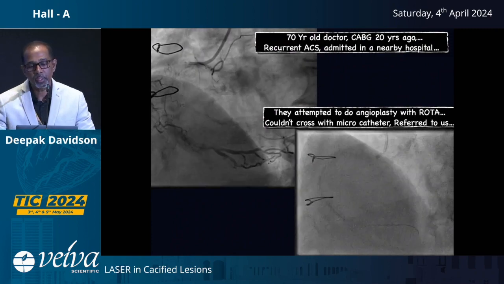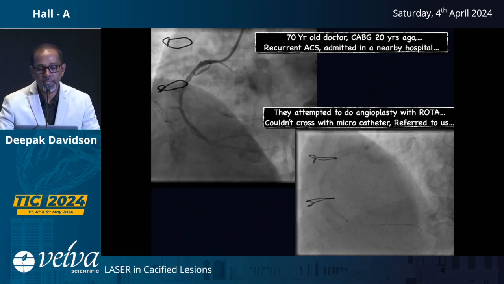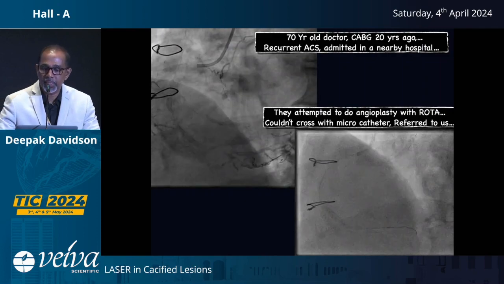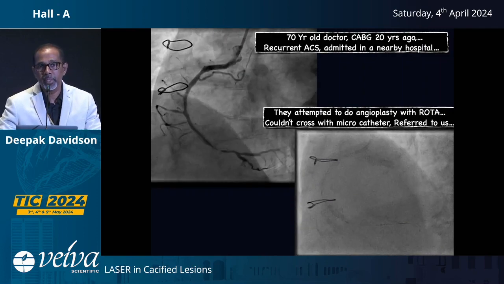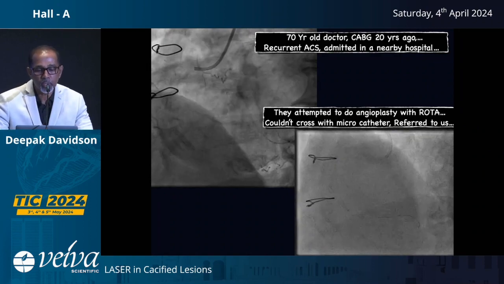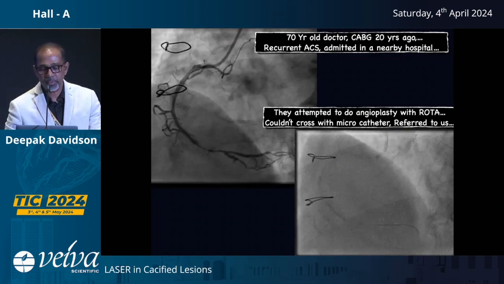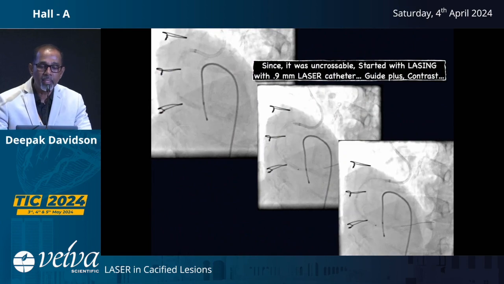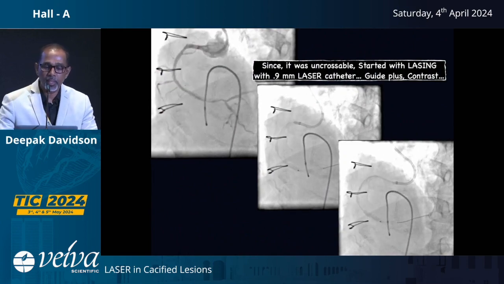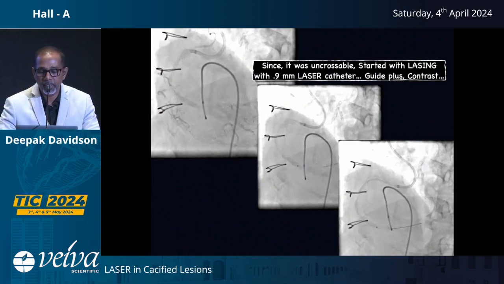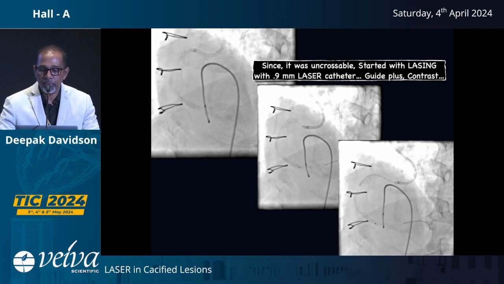Well, this is another 70-year-old doctor who had undergone CABG 20 years ago, with recurrent rest angina, and presented to a nearby hospital. They wanted to have a rotablation done. However, the microcatheter could not cross the distal lesion, so he was referred to us for a possible lasing. So here you could see that there is a significant amount of calcification in the distal right coronary artery, and then we started off with lasing.